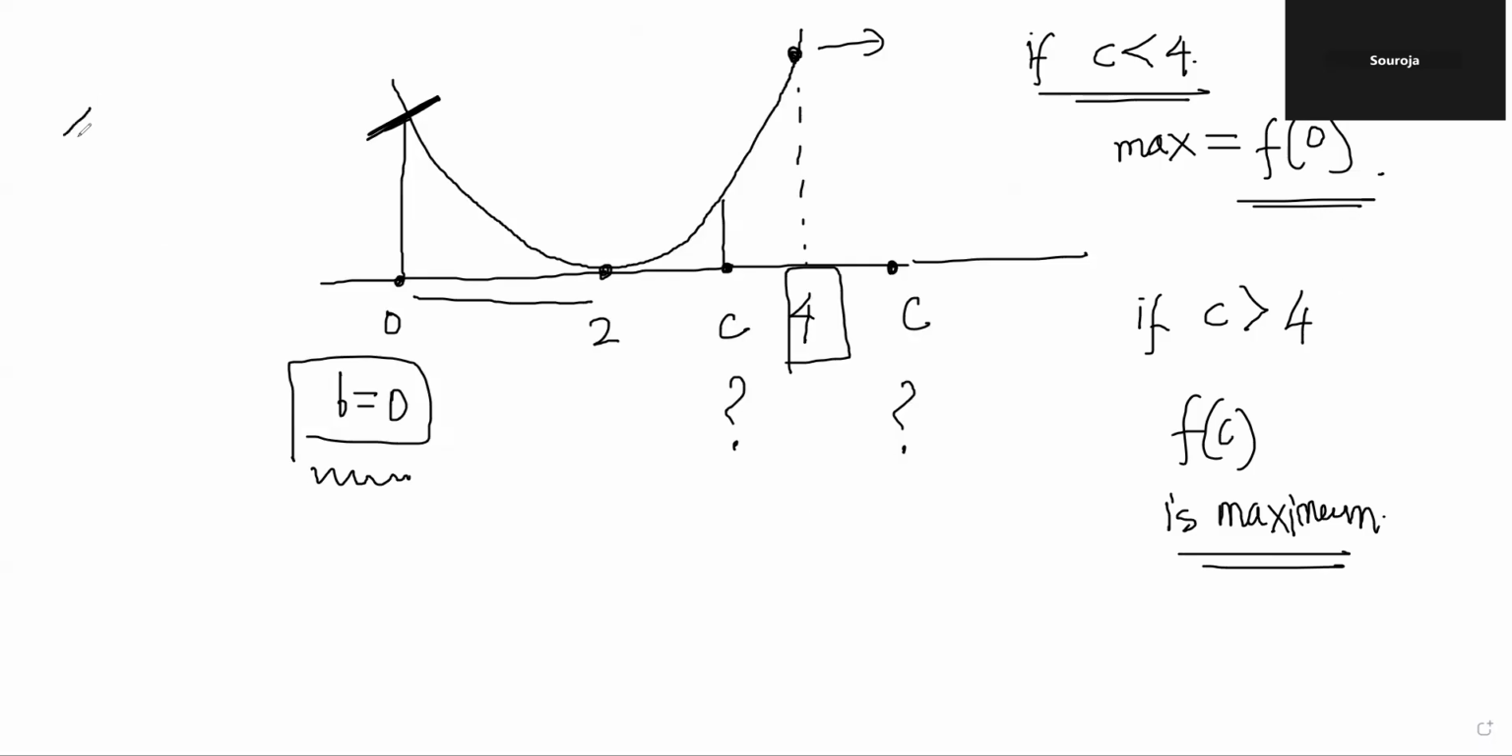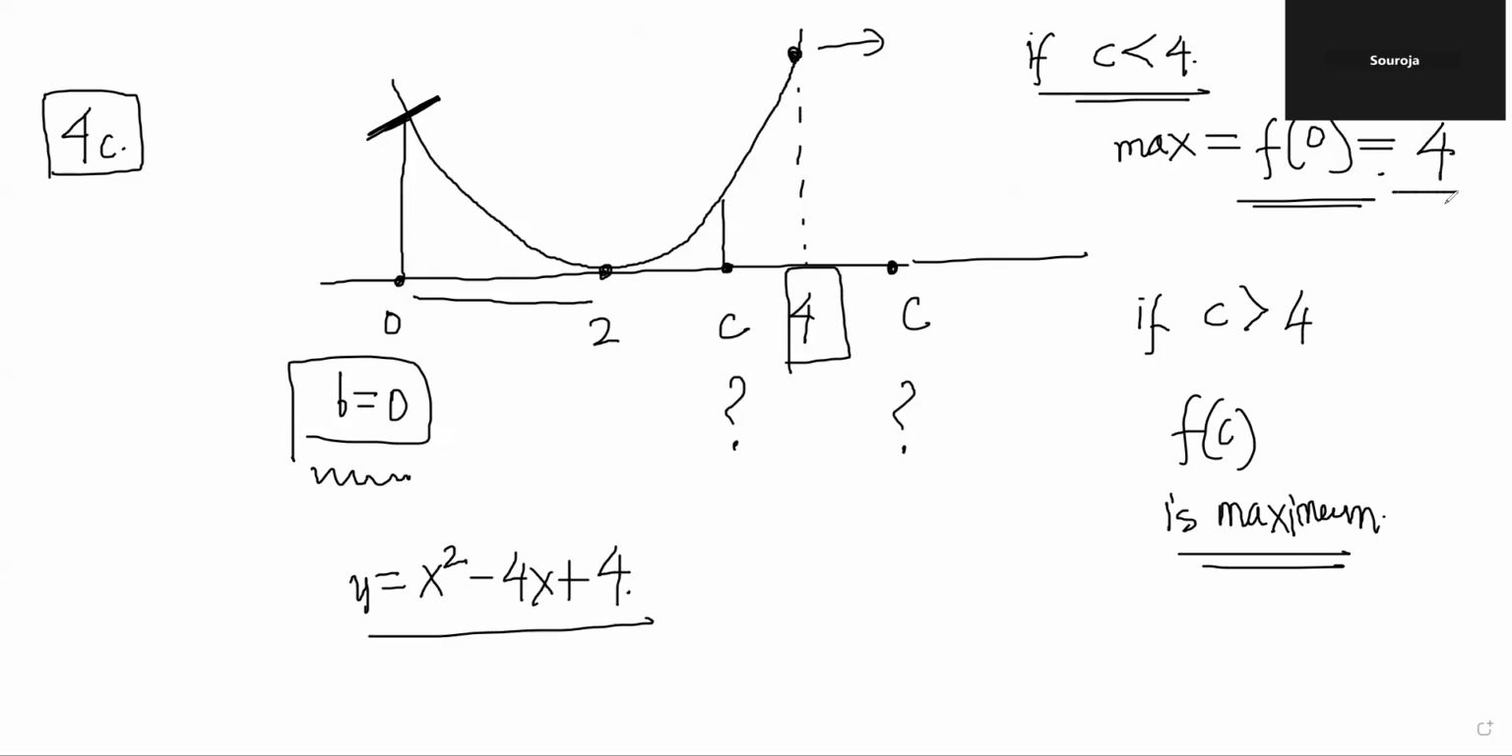So in the question they had said the maximum was 4c, and the maximum value in this case, f of 0, is 4, because our function was y is equal to x square minus 4x plus 4. So 4 is equal to 4c, then c is equal to 1, which satisfies the condition that c is less than 4, right? So one possible solution is b is 0, c is 1.